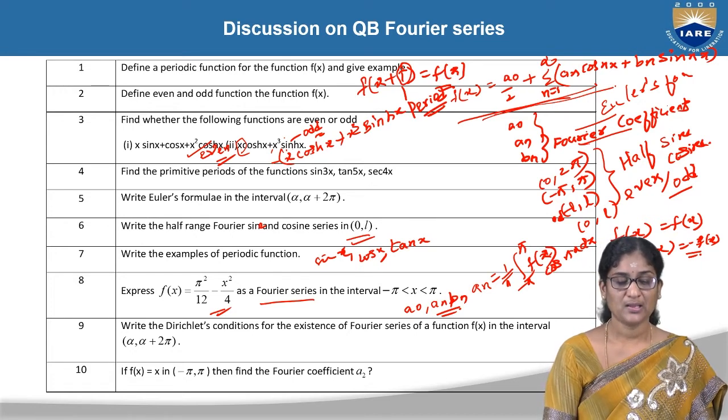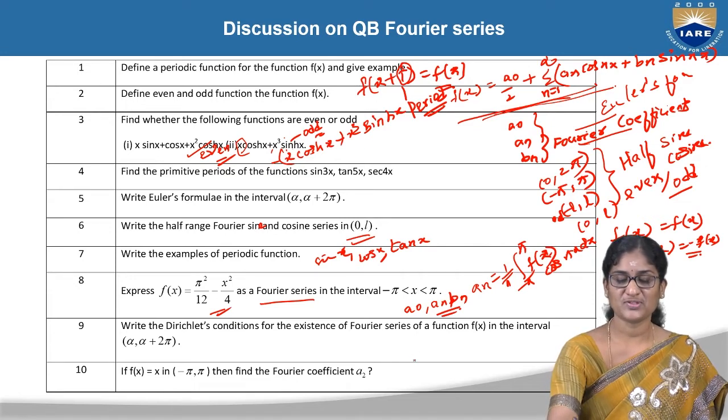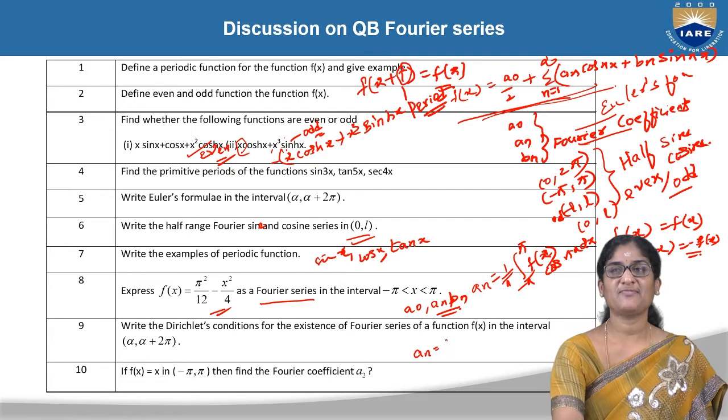Next, the 10th one. If f of x is equal to x in minus pi to pi, find the Fourier coefficient a2. First, we need to find out the Fourier coefficient an. An can be found out by 1 by pi integral from minus pi to pi of f of x dx. F of x is nothing but x dx. So that is nothing but 1 by pi, and the integral of x is x square by 2.